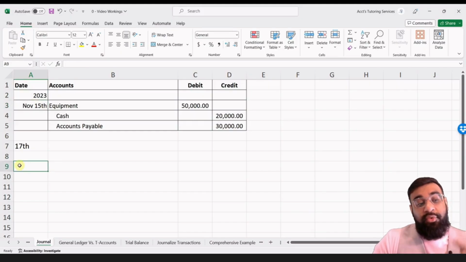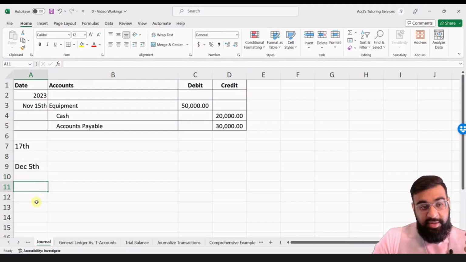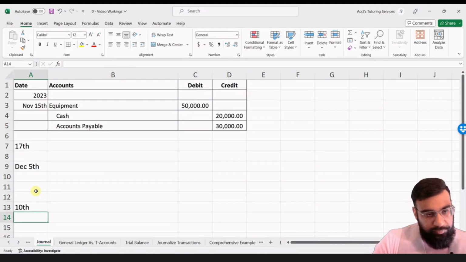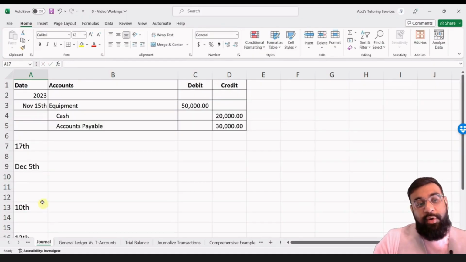But now let's just say we're going to December 5th. We would have to write December 5th there. But let's just say now the next transaction is going to be December 10th. I just write the 10th there. The next one is December 12th. I just write the 12th there. So that's how the dates work.